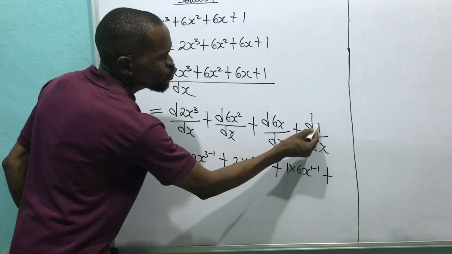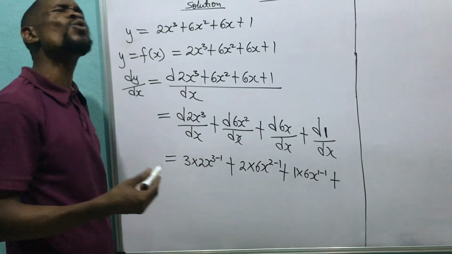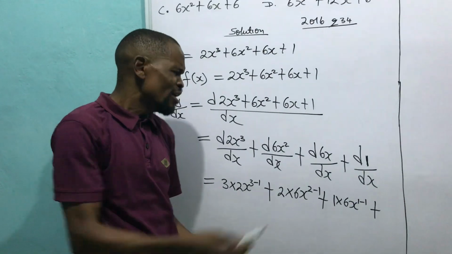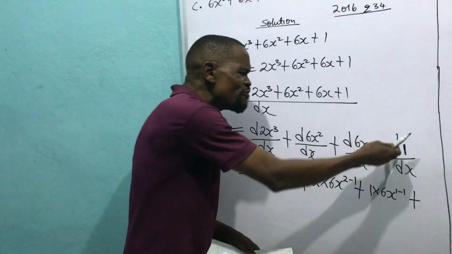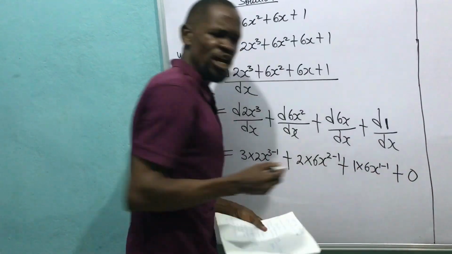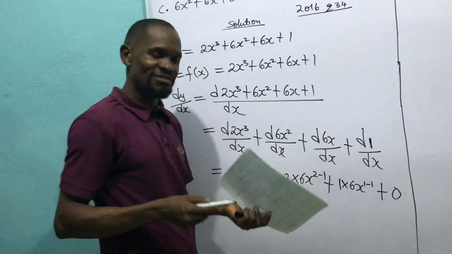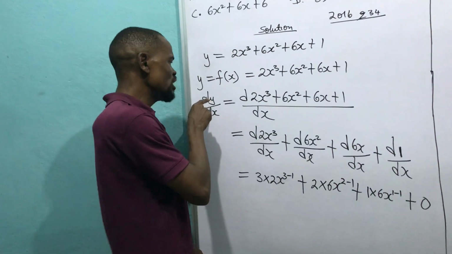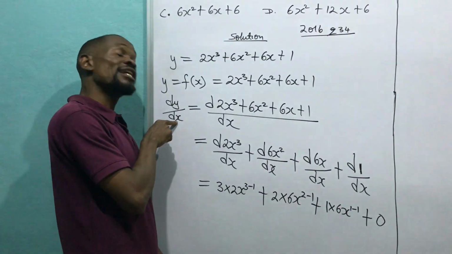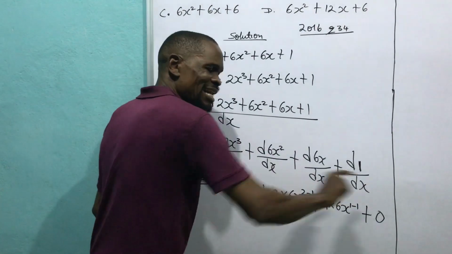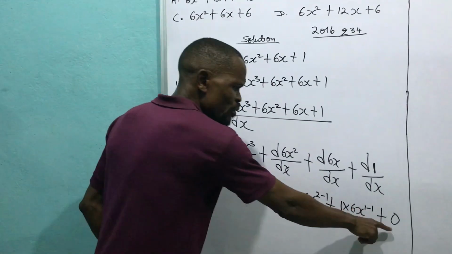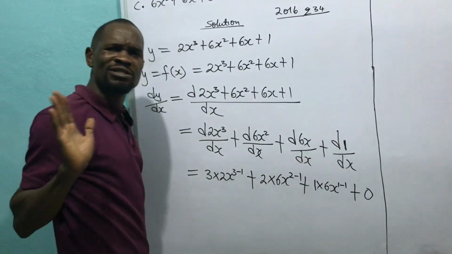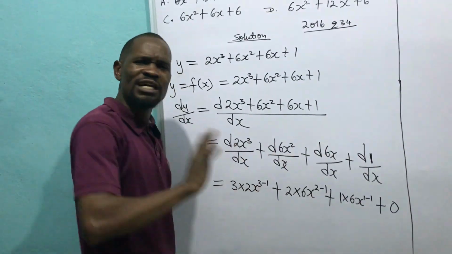Then what happened here? If I differentiate 1, does it have x? No. This 1 does not contain x. So if I differentiate it, it turns to 0, meaning that it is a constant. Because the variable of this function y was declared to be x. So if you don't contain x, when I differentiate you, you become 0. That's all about it. It means that 1 is a constant. So if we differentiate a constant, it gives us 0.